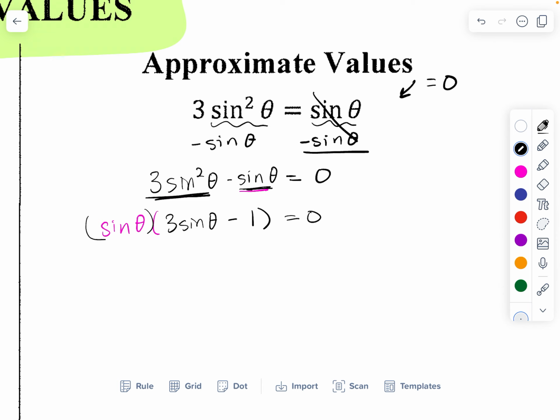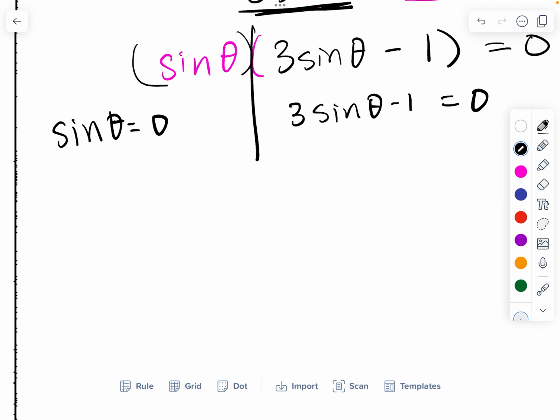So again, we know that anytime you've got a product equaling 0, we're going to use our zero product property, where we can set each of those equal to 0. So I'm going to say sine theta can equal 0, and also 3 sine theta minus 1 can equal 0. Let's go ahead and solve these directly. I know to take the inverse sine of both sides if I want to get theta by itself. So I get theta equals the inverse sine of 0.